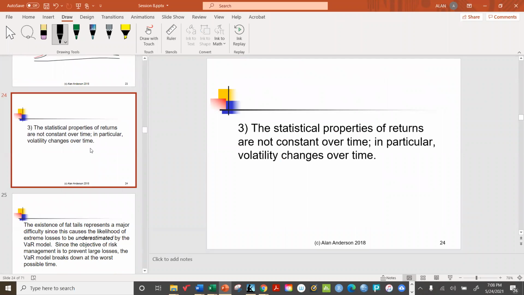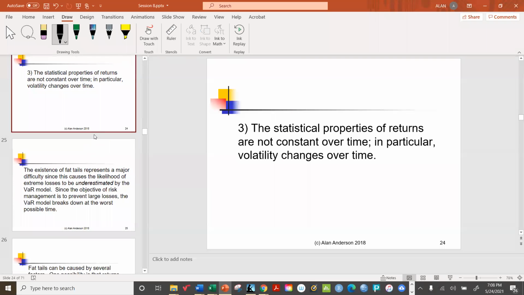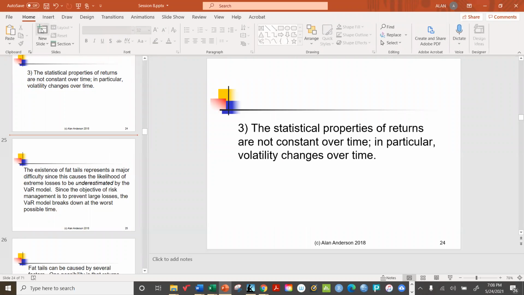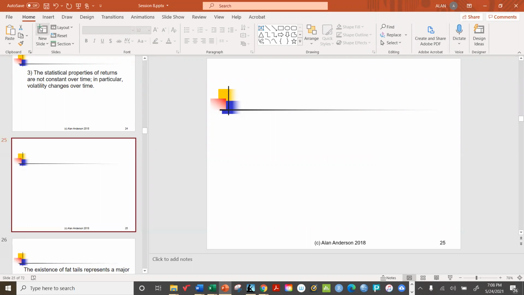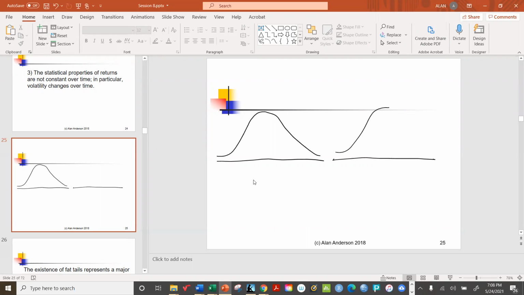And also the statistical properties of the returns don't necessarily stay constant over time. In particular, volatility can change over time, where we're assuming that it does not. So how would that manifest itself? What you're essentially assuming when you're doing a study like this is that every day the return to your portfolio is randomly chosen from the normal distribution.